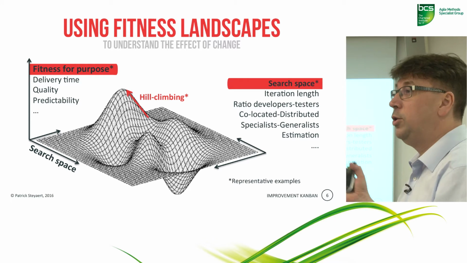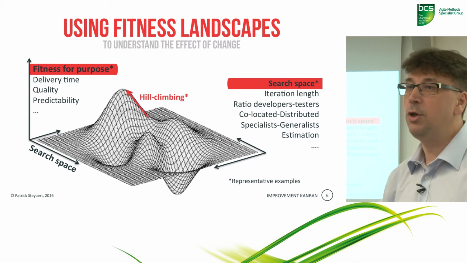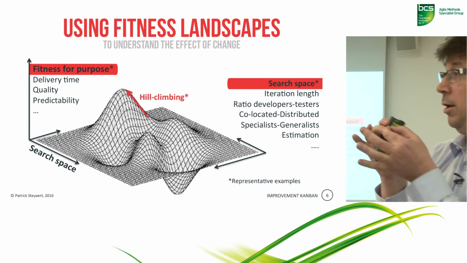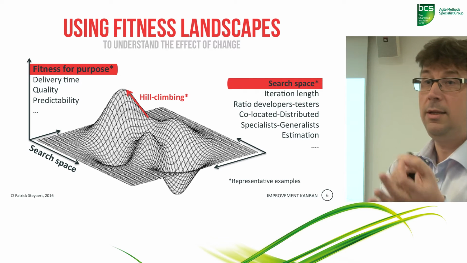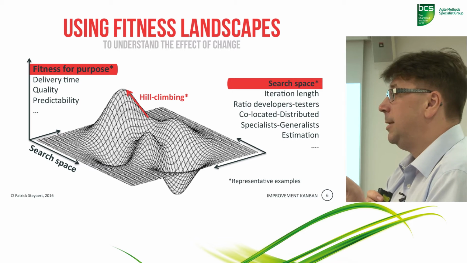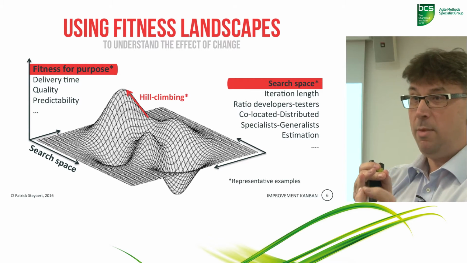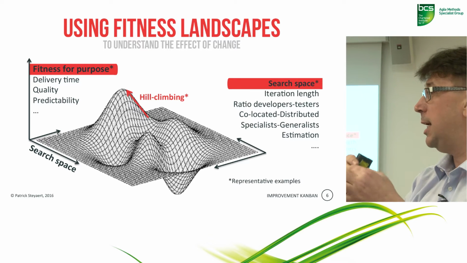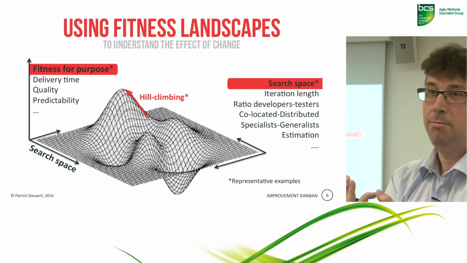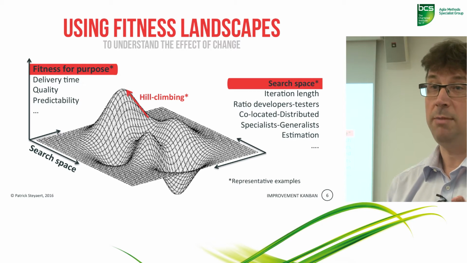We'll do, in a metaphorical way, kind of the same thing. Our search space is the practices, a particular combination of practices that a team is using. That's the genotype of the team. We're using a certain iteration length, we're doing pair programming, or not. So that's kind of the genotype of the team. And then the fitness is the fitness for purpose of the team.